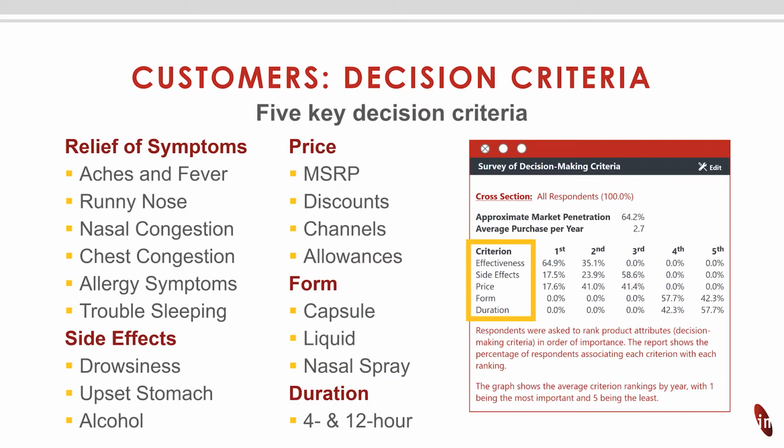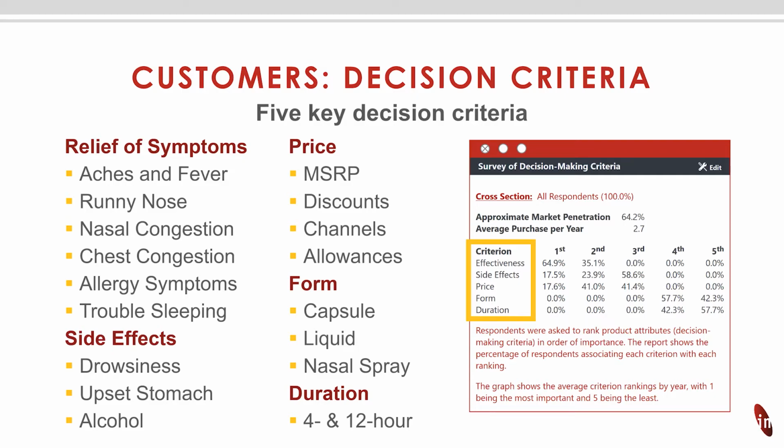Decision criteria. There are 5 key decision criteria: symptom relief, price paid, duration, form, and the extent of any side effects. There are 6 broad types of symptoms. A product's ingredients map onto what symptoms it treats. While you set the MSRP, the actual prices consumers pay at retail is affected by what retail channel the purchase is made at, and what incentives and discounts you have provided to retailers and directly to consumers.